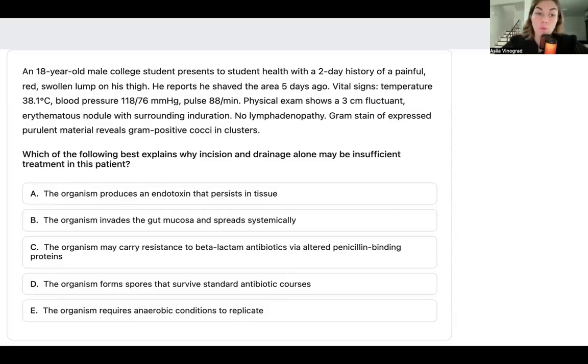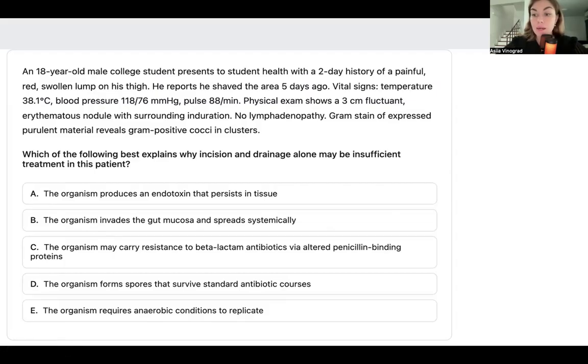Now the distractors. Why not A? A is an endotoxin. Staph aureus is gram-positive. Endotoxin comes from gram-negative bacteria only. Eliminate immediately. B, gut invasion. This is a skin infection. There is no gut involvement here.